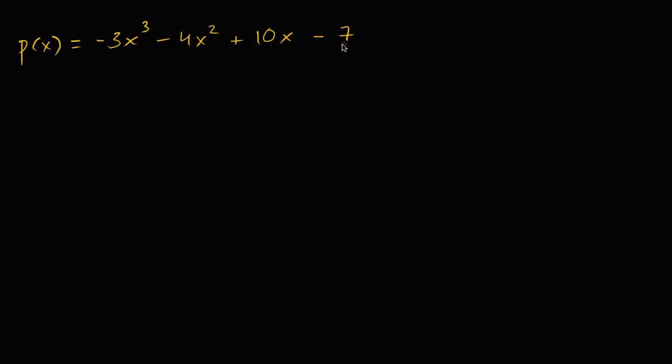So we have a polynomial here, and what I'm curious about is what is the remainder if I were to divide this polynomial by x minus 2. You could figure this out with algebraic long division, but I'll give you a hint.